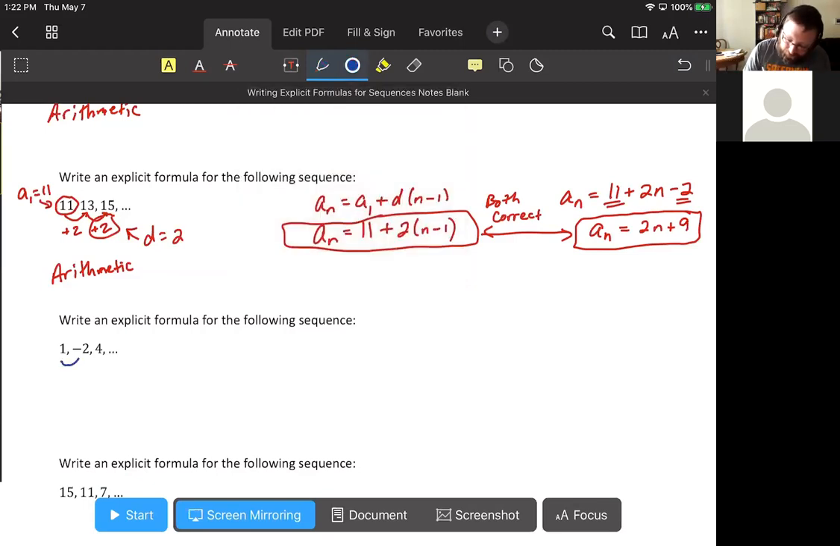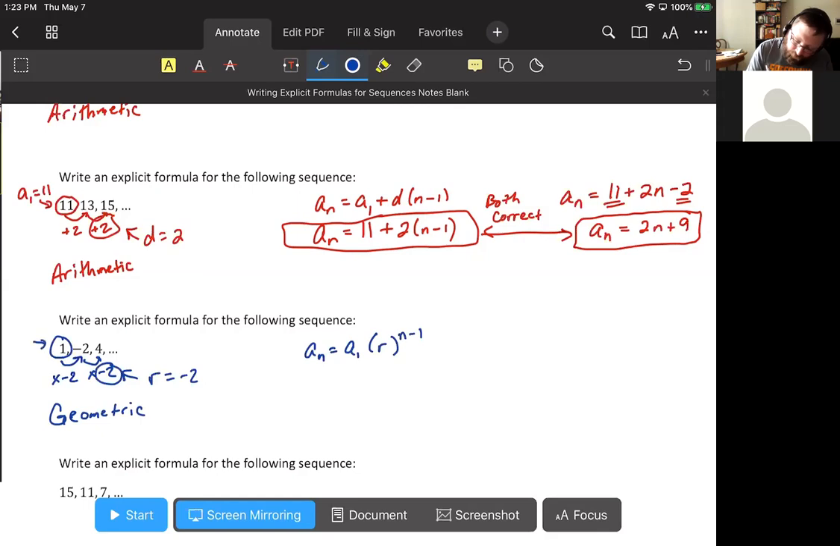On the next problem, we're multiplying by -2 each time, which makes it a geometric pattern. So again, our a sub n is a sub 1 times r to the n minus 1 power, where r is the number that we're multiplying by, in this case -2, and a sub 1 is the first term, 1. So a sub n is 1 times -2 to the n minus 1 power.